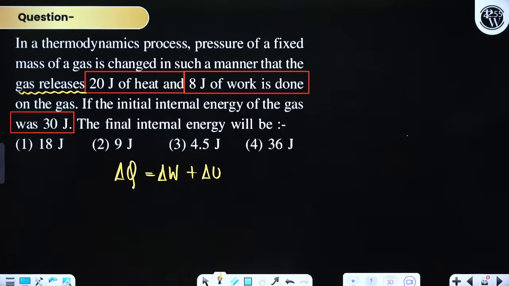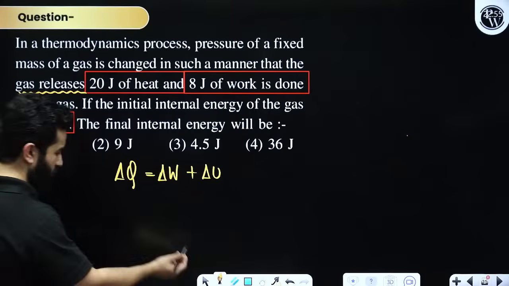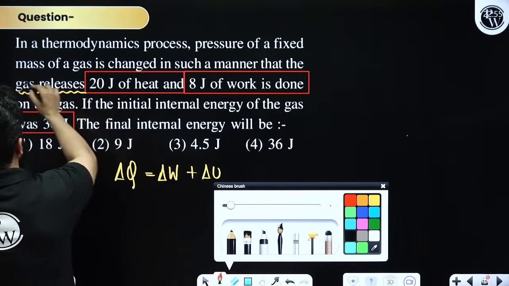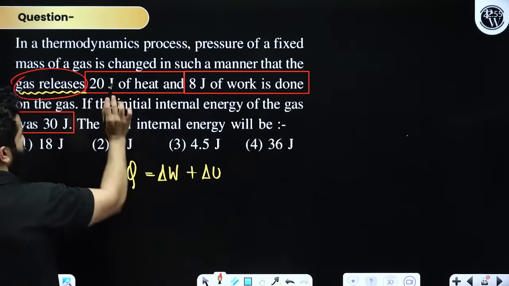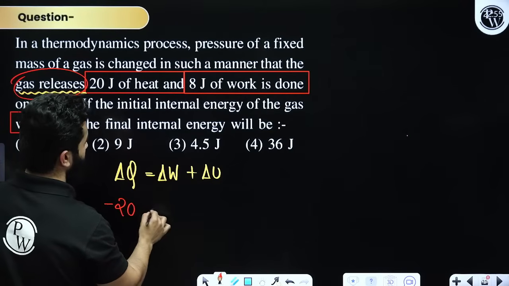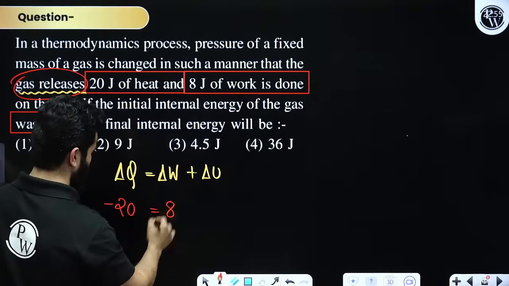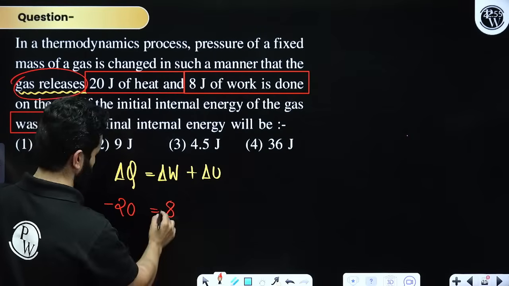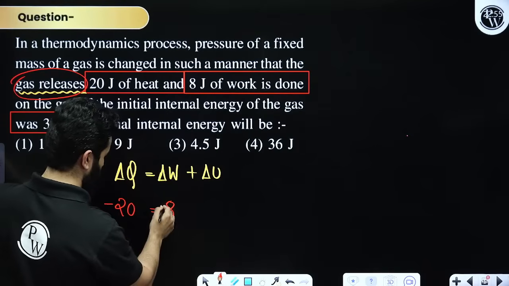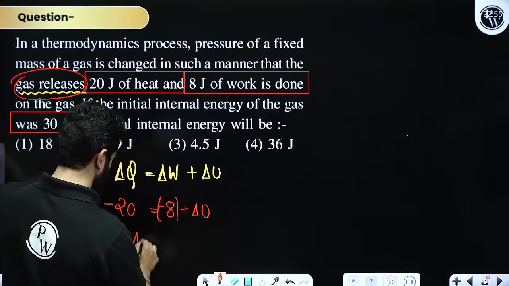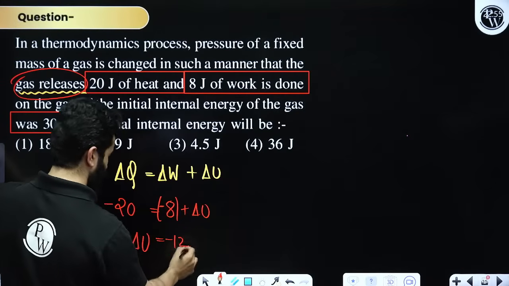Options are correct, and our concept is also correct. 20 joule of heat is released, so this is definitely negative, minus 20, and this is plus 8. Work is done on the gas. This is going to be minus, and this is delta U.